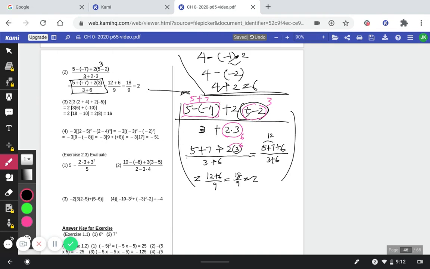You have many group symbols. You have 2 times 3 multiplied by quantity of 2 plus 4, right? So 2 plus 4. And then you are adding them with the product of 2 and negative 5.